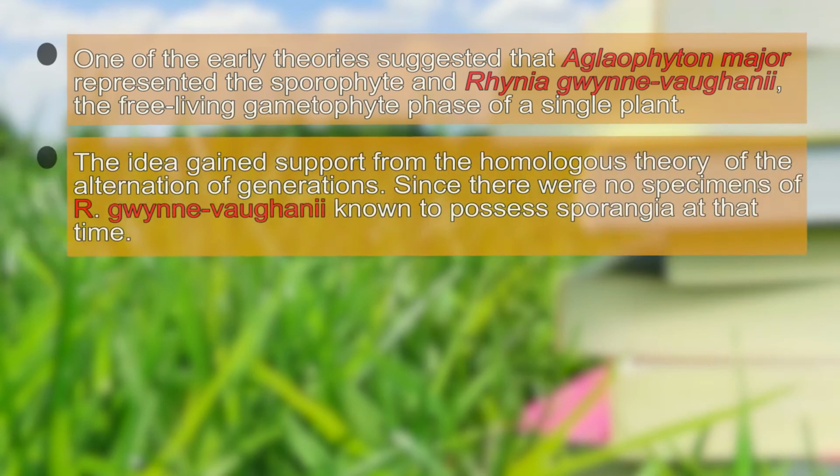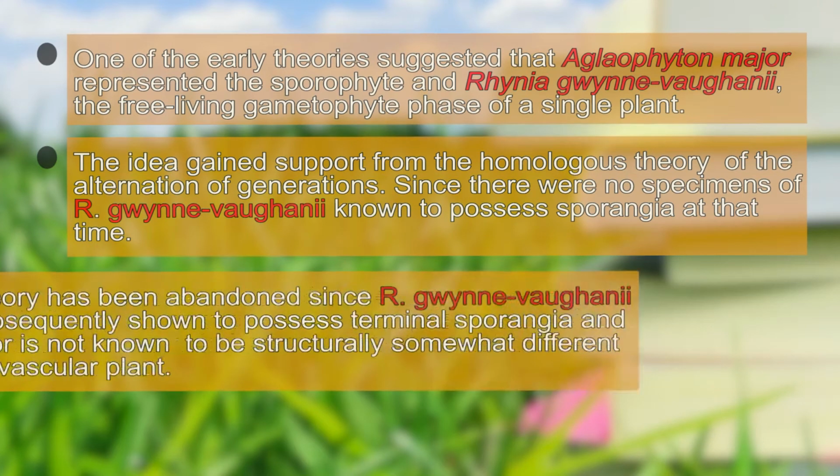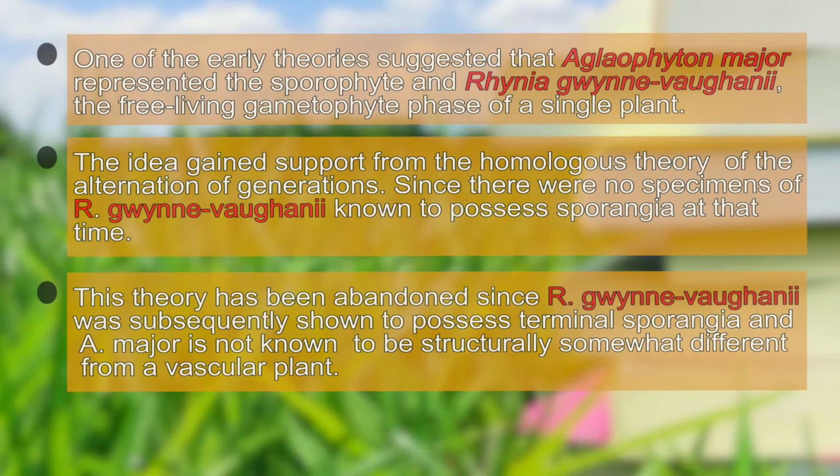The idea gained support from the homologous theory of the alternation of generations, since there was no specimen of the latter known to possess sporangia at the time. The theory was abandoned since Rhynia gwynne-vaughanii was subsequently shown to possess terminal sporangia, and Aglaophyton major is now known to be somewhat structurally different from a vascular plant.